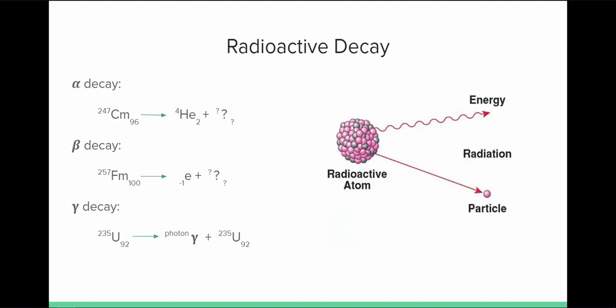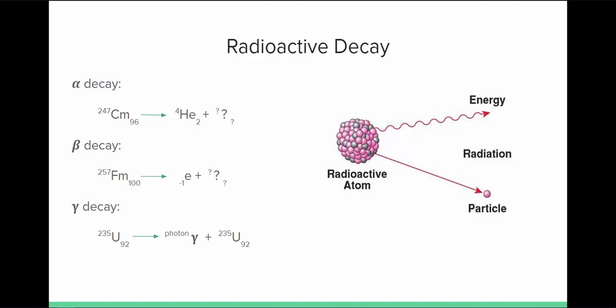So here, this one I want to spend a second on. These are more like actual examples of problems that you guys would have. Here, this first one says this is an alpha decay. We have Cm, 96, that decays into a helium, alpha particle, plus something else. So let's figure out what this thing is.